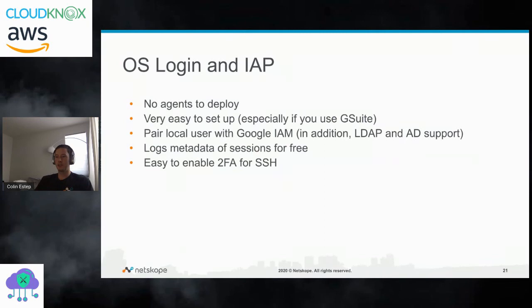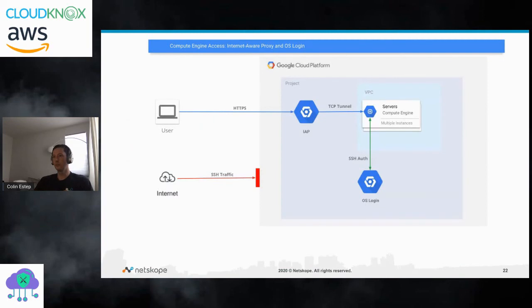And again, it logs metadata of the sessions for free, very similar to AWS. And it's super easy. If you use two-factor authentication for G Suite, you can basically do a checkbox and enable it for SSH as well. So we'll go through how this works a little bit. Again, you have servers in a VPC that are private, and I don't want these exposed to the internet, so there are no public IP addresses associated with them or any of that.